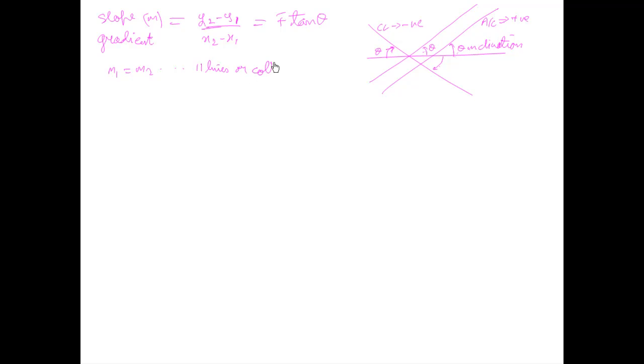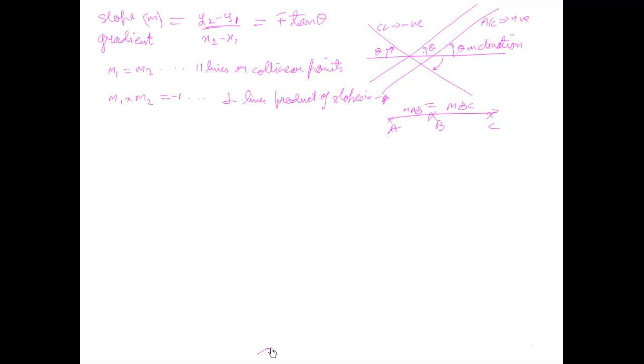or collinear points. Collinear means on the same straight line, children. So that means if there are 3 points A, B and C, they are on the same line, slope of AB will be equal to slope of BC. They will be equal. That's why I've written M1 is equal to M2. And product of the slopes is -1, children, when the lines are perpendicular. If lines are perpendicular lines, product of slopes is -1.